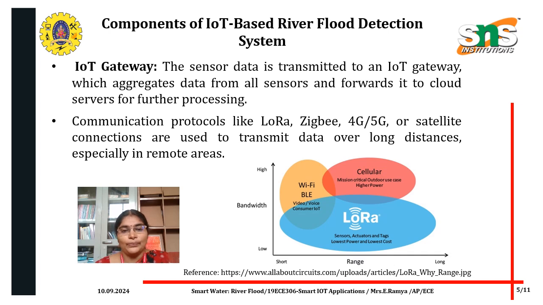Next important thing is the protocols. What is meant by protocols? A protocol is a set of rules that govern data communication. Here, communication protocols like LoRa, ZigBee, 4G and 5G, or satellite connections are used to transmit the data over long distances, especially in remote areas. In this diagram we can see the range and bandwidth. If the bandwidth is very low, we can go for LoRa. If the bandwidth is high, we can go for Wi-Fi and cellular networks.